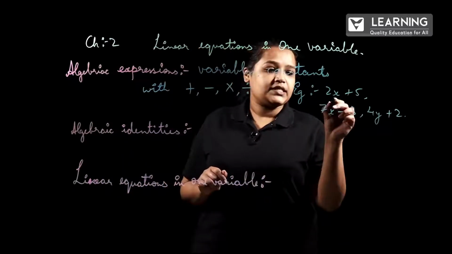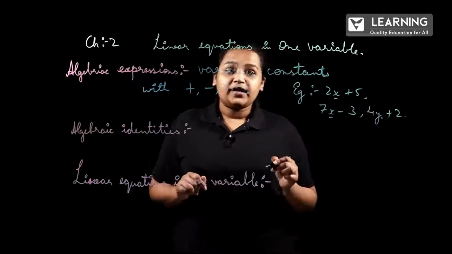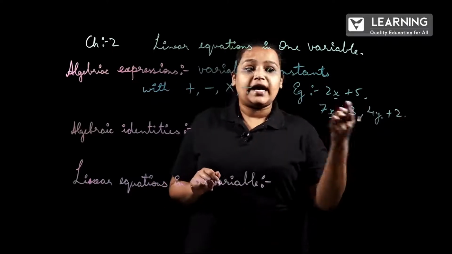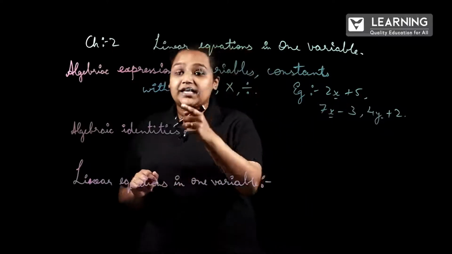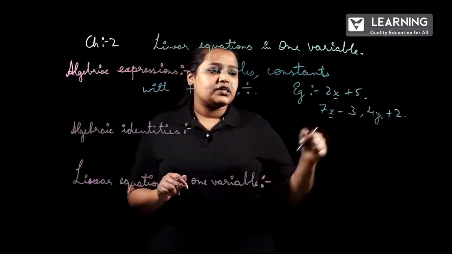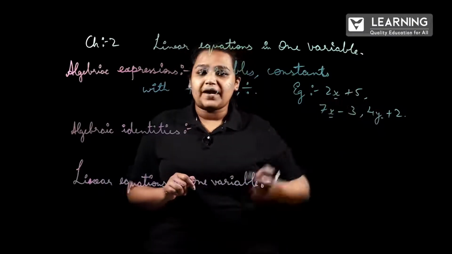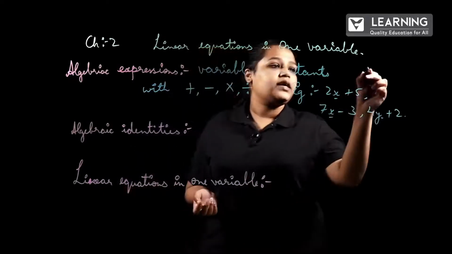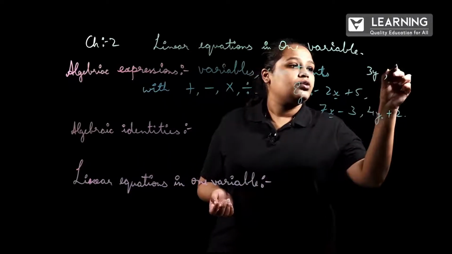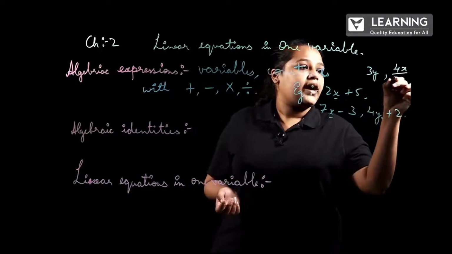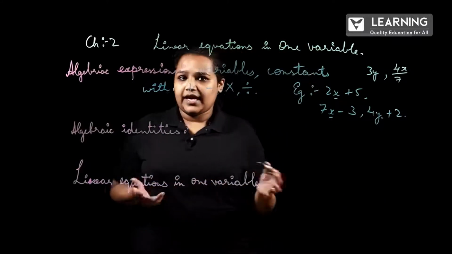So here we have variables x, y, constants, and that are numericals with addition, subtraction, multiplication, division. So here I have taken for addition and subtraction. Multiplication, division is nothing but 3y, 4x by 7, like this.